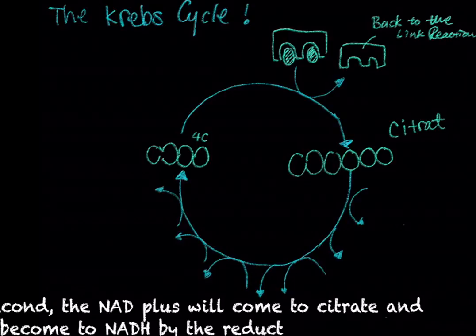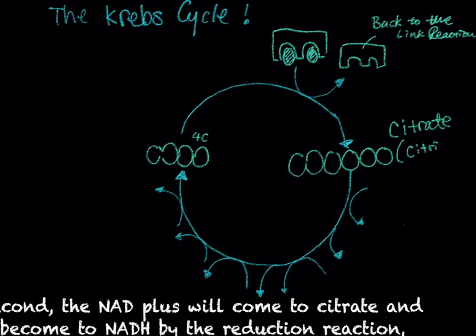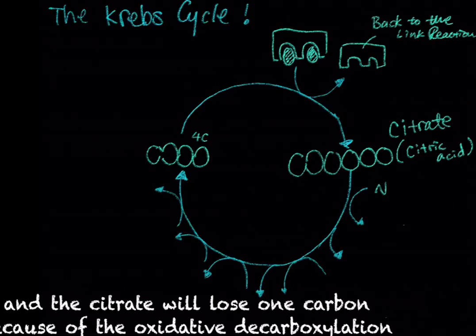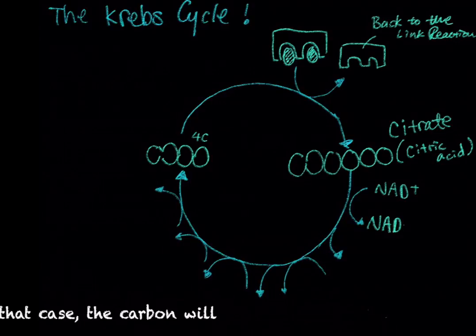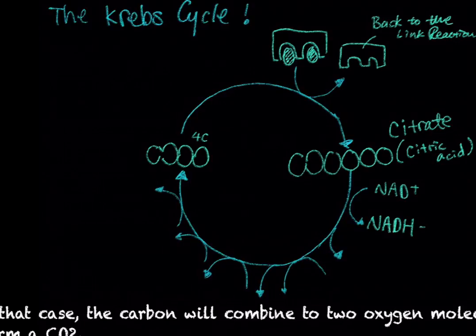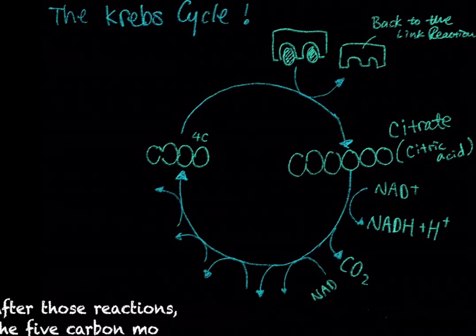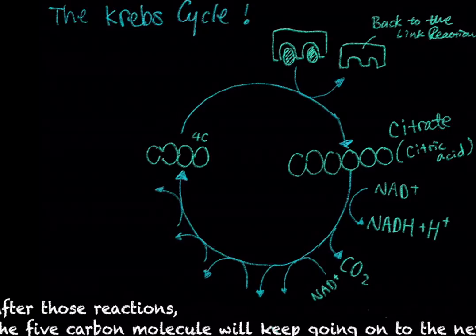Second, during this step, NAD plus will come to citrate and become NADH by the reduction reaction, and the citrate will lose 1 carbon because of oxidative decarboxylation. In this case, the carbon will combine with an oxygen molecule and form a carbon dioxide. After those reactions, the 5-carbon molecule will keep going on to the next step.